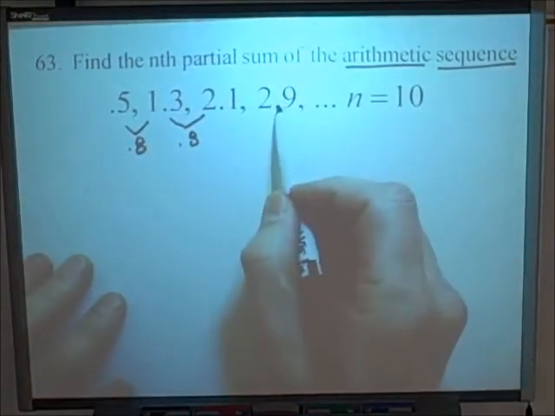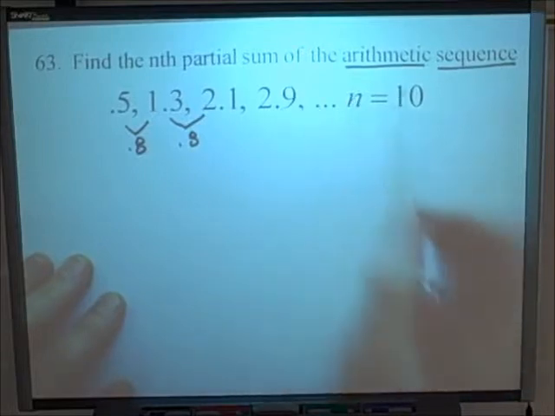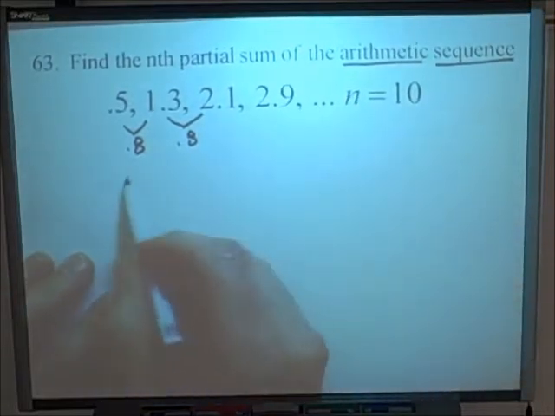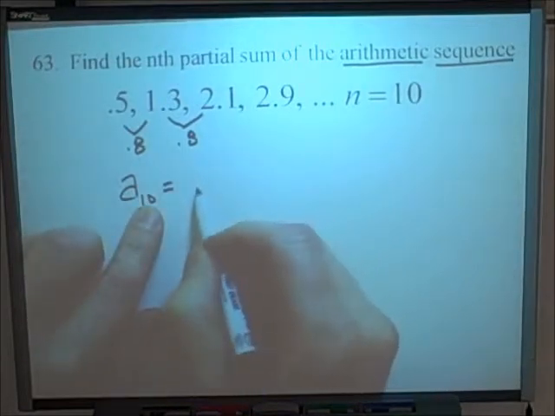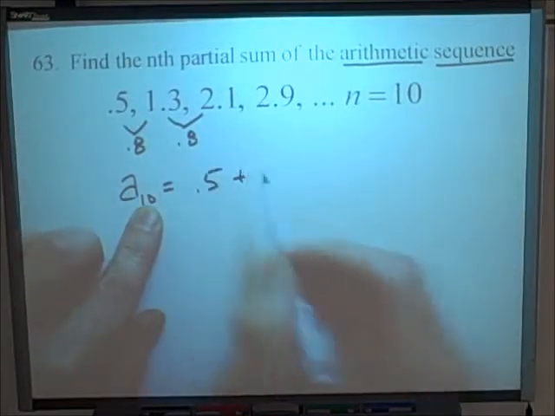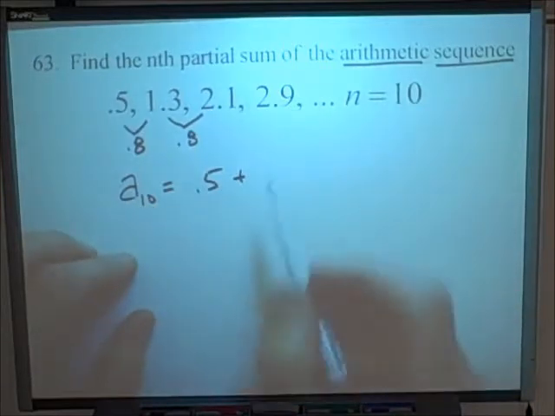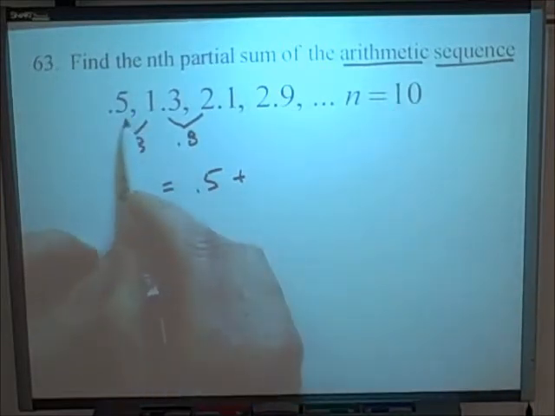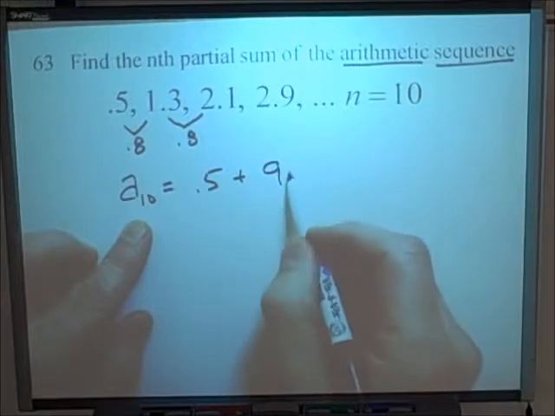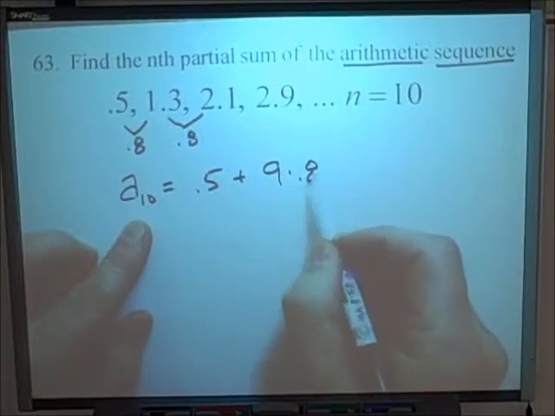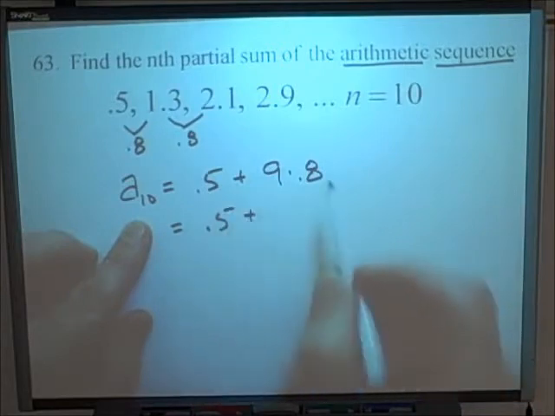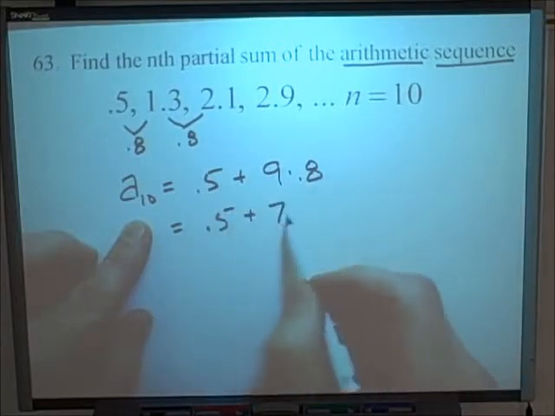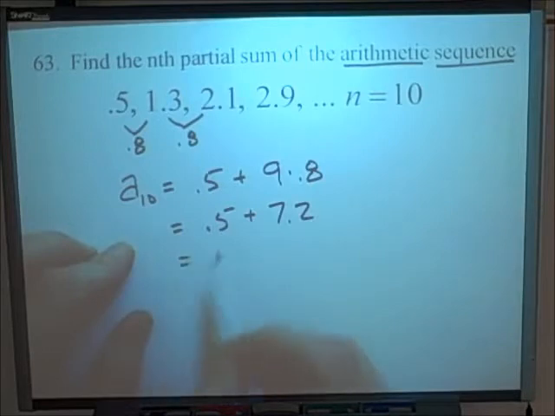We may just want to go add 0.8, add 0.8, add 0.8 till we get our 10th term, but I'm going to do this. Our 10th term must be our starting term, 0.5, plus, here it is again, how many steps to our 10th term from our first term? 9 steps of 0.8. So this is 0.5 plus 9 times 0.8, 7.2. Our 10th term is 7.7.